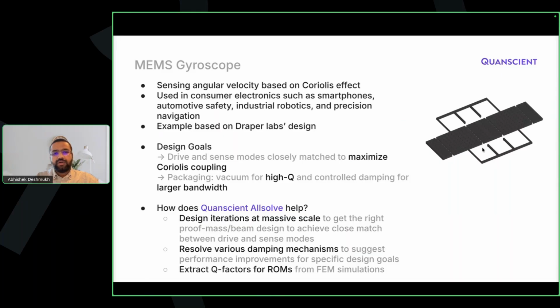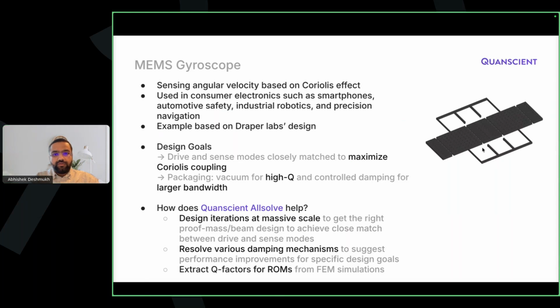And the question is how Quanscient helps in this case. Quanscient enables you to run many of these design iterations to optimize in terms of the performance metrics. Depending on what you want to achieve, you can change the proof mass design, or you can change these supporting beam structures, and try to find a design that serves the best for your application.